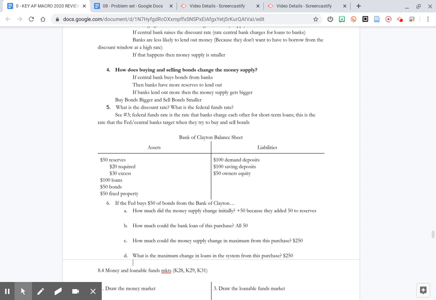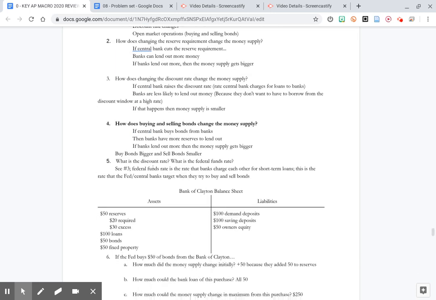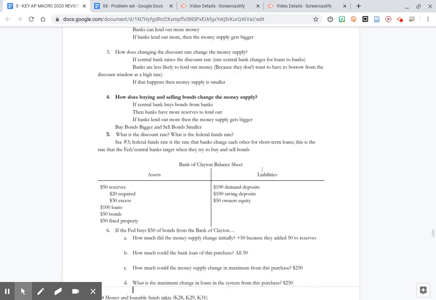So hopefully this helps you make sense of balance sheets and central banks and the tools of the Fed. Hopefully this helps you. I'll see you next time.